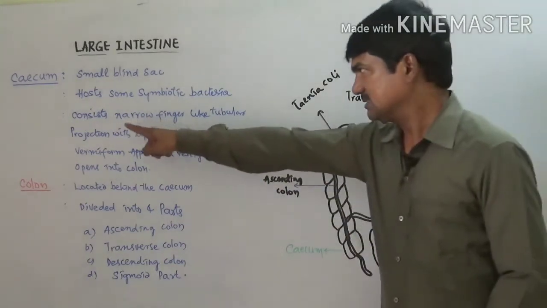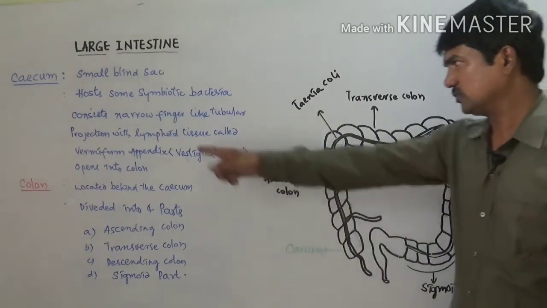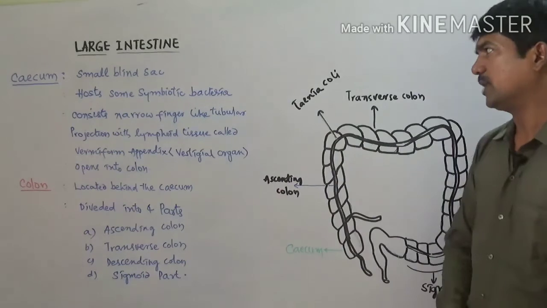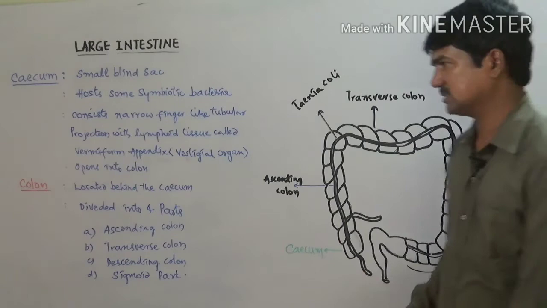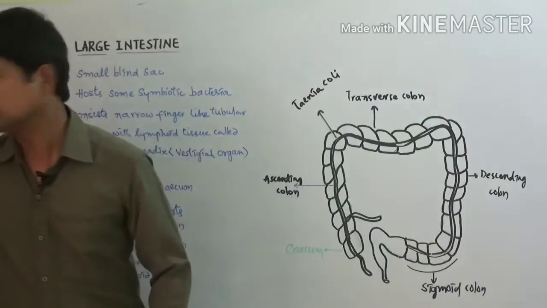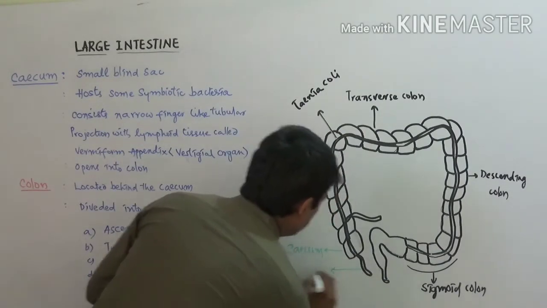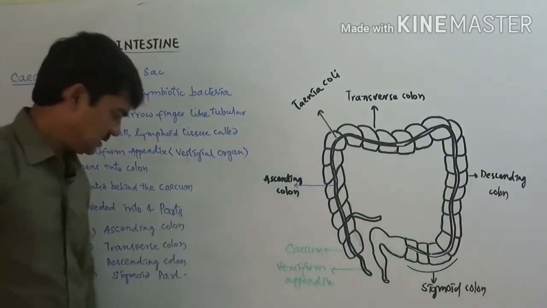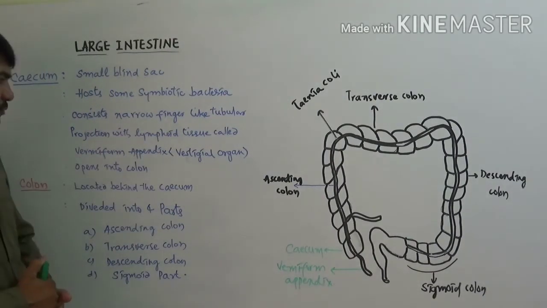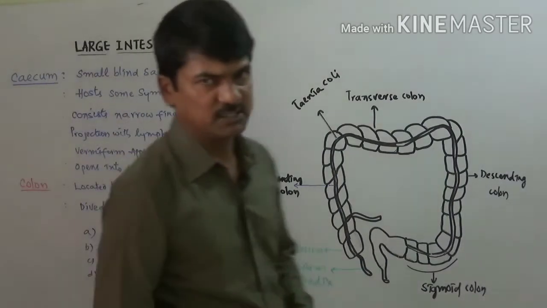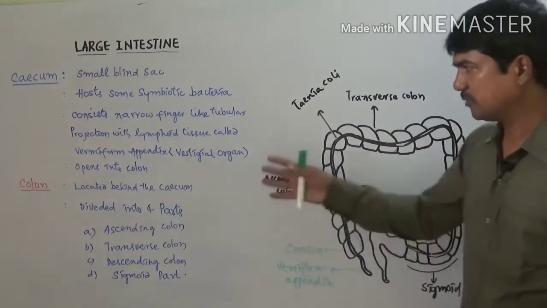And it has a narrow finger-like tubular projection, which is provided with lymphoid tissue. The lymphoid tissue is known as the vermiform appendix. This is called the vermiform appendix, and it is the most important character here. We can see the finger-like tubular lymphoid tissue called the vermiform appendix. It is considered a vestigial organ in human beings, so there is no specific function for that particular structure, the vermiform appendix.